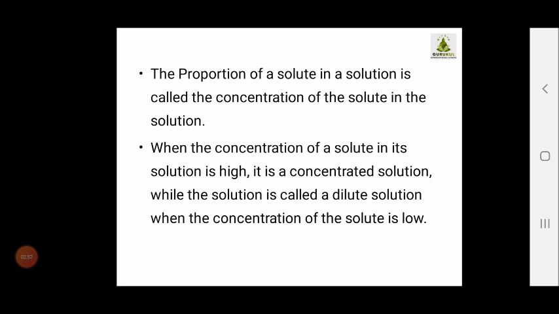So this was regarding the concept we have studied about the proportion: how the proportion of solute and solvent is affecting the taste of the lemon juice which you are consuming.